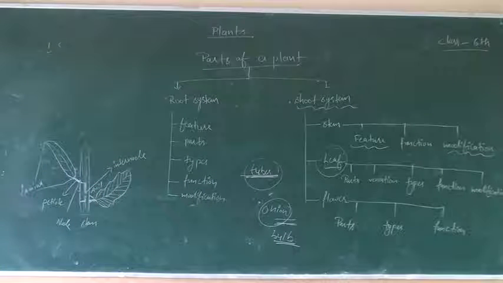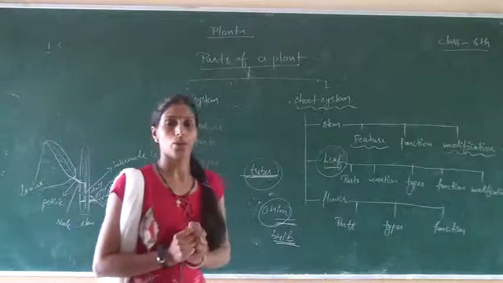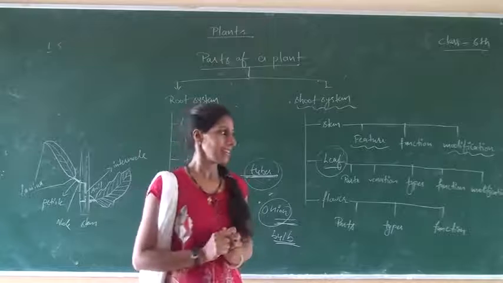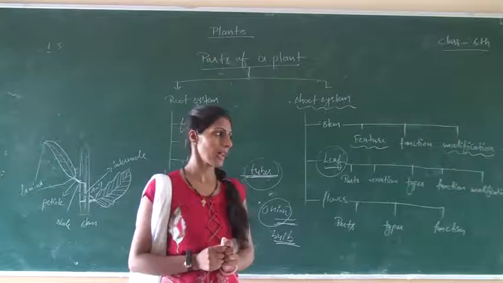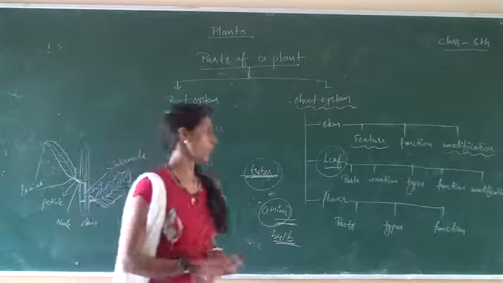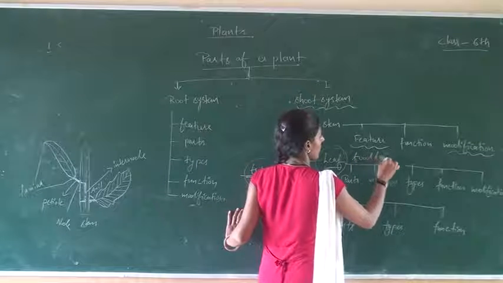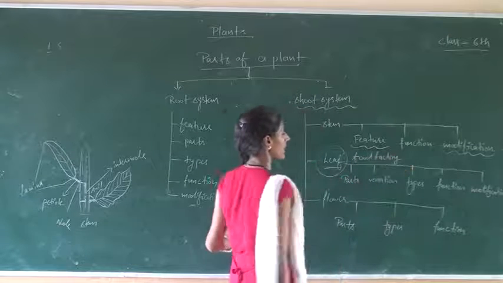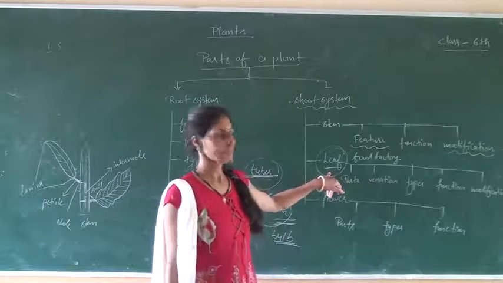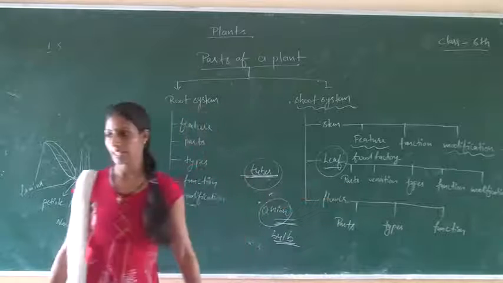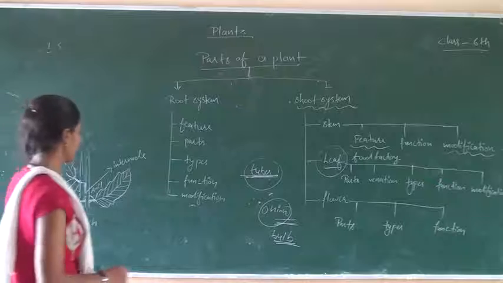First, leaves are known as the food factories of a plant because leaves mainly prepare food with the help of photosynthesis in most of the plants. So, leaves are known as the food factories of a plant. Okay? Who are known as the food factory of a plant? Leaves. After that, parts of the leaf. Mainly, petiole, lamina, midrib, veins.